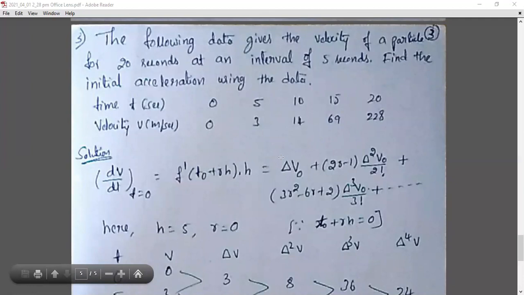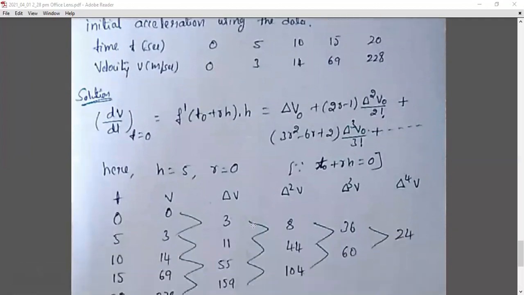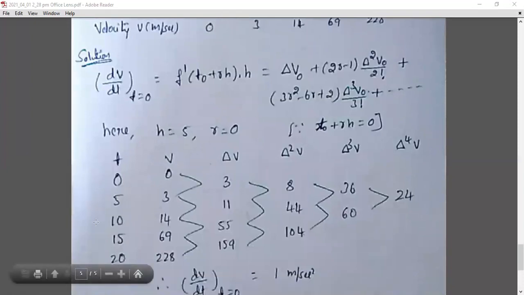So let us construct the forward difference table. In the first column, we're going to list out the values of t, and the corresponding velocities will be listed in the second column. And next, the first difference values will be obtained here, that is 3 minus 0, 14 minus 3, 69 minus 14, 228 minus 69. And this is the second difference values, third differences, and fourth differences.